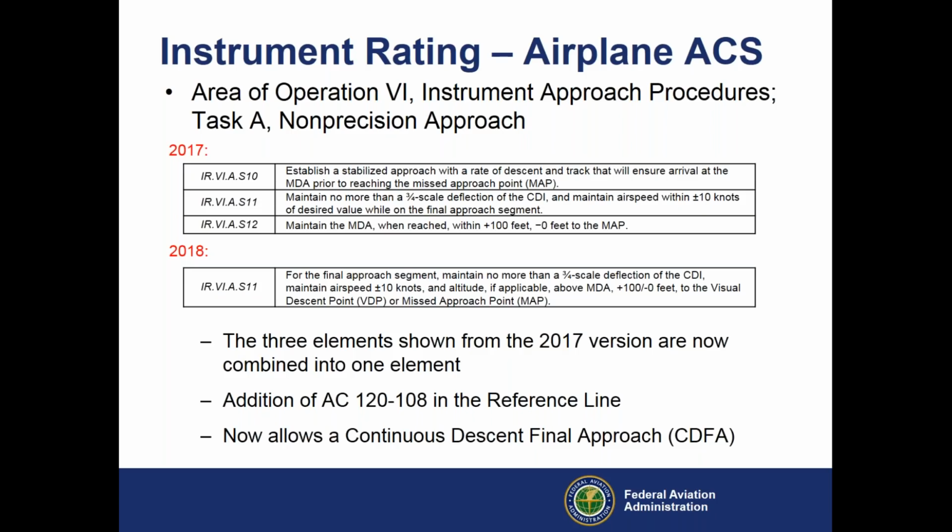In the 2017 ACS, the applicant was forced to maintain MDA plus 100 minus 0 feet until they missed the MAP. With this change, it allows the applicant to fly a more stabilized approach from the final approach fix without having to level off at the MDA until the MAP is reached. Please refer to AC 120-108 for additional guidance.